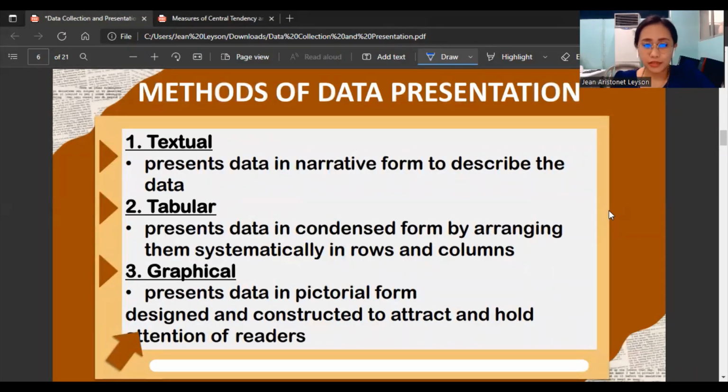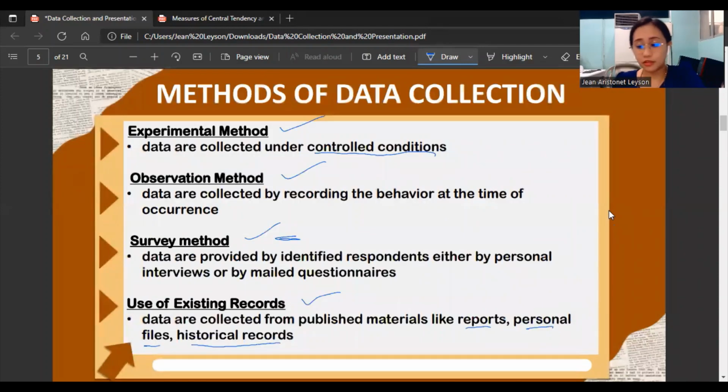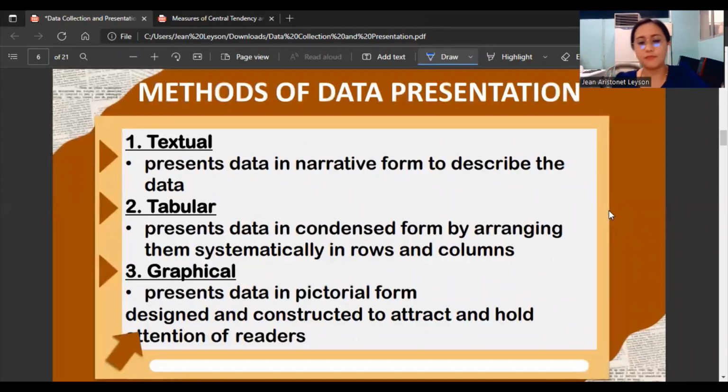Next, we have methods of data presentation. So earlier, those were the different methods of data collection. Now we have methods of data presentation. We have three: textual, tabular, and graphical method. The textual method presents data in narrative form to describe the data.